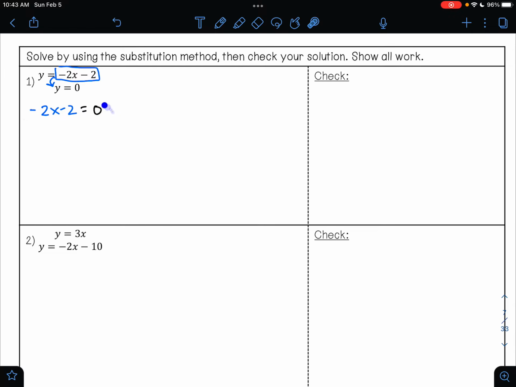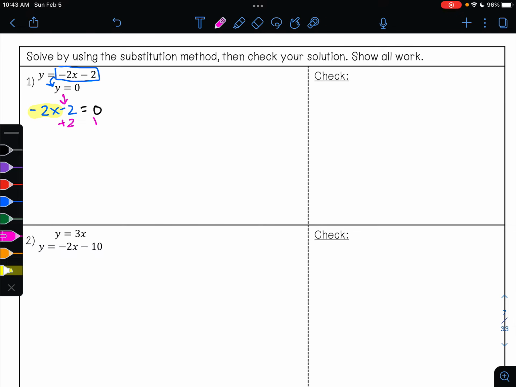Now we just have one equation that we can solve. And so now we're just going to focus on solving this one equation. So I want to get negative 2x alone. That means that I need to undo subtraction. To undo subtraction, I'm going to do addition. So I'm going to bring down negative 2x. Negative 2 plus 2 is 0. I'm going to bring down my equal sign. 0 plus 2 is 2.